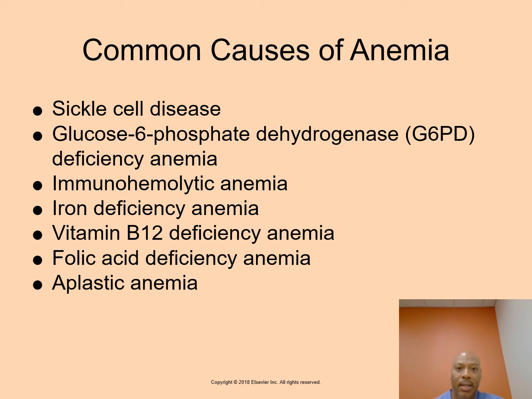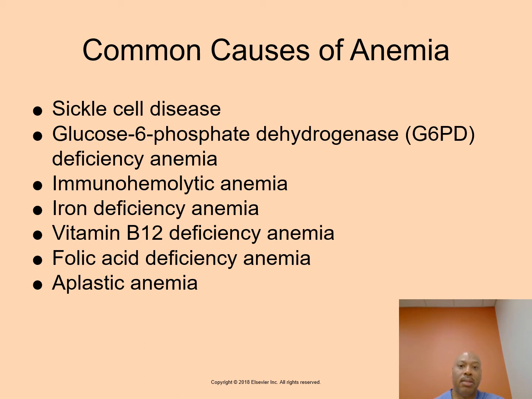Now, we also have the immunohemolytic anemia, AKA autoimmune hemolytic anemia. This is an abnormal immune function in which a person's immune reactive cells fail to recognize his or her own red blood cells as self. So in other words, they appear to be a foreign body. This results in destruction of the cell membrane, which also leads to accelerated red blood cell destruction.